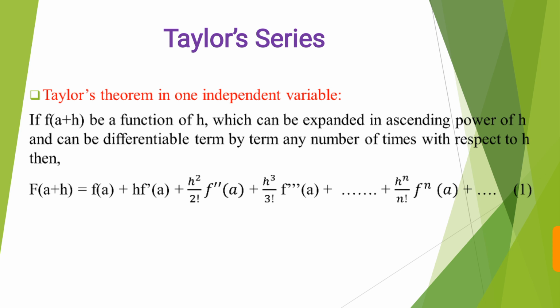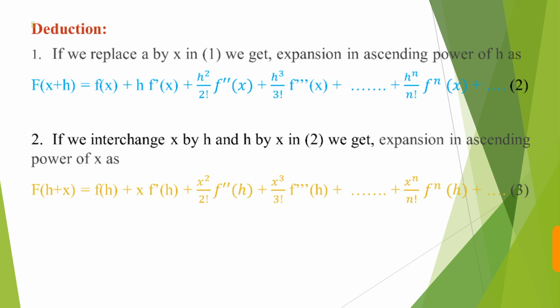Now we have to see the deductions of Taylor's series. First, if we replace a by x in the first, that is the Taylor series, we get the expansion in ascending powers of h as f of x plus h is equal to f of x plus h into f dash of x plus h square by 2 factorial f double dash of x plus h cube by 3 factorial f triple dash of x plus, and so on. I call this equation number second.